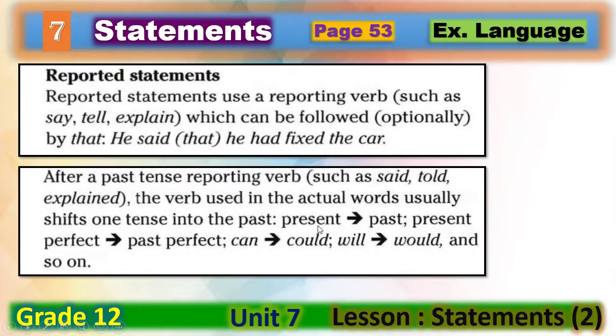If we have the tense in the present, we will change the present into past. If we have it in the present simple, it will be past simple. If we have present perfect, it will be past perfect. Can will be could. Will will be changed into would, and so on.